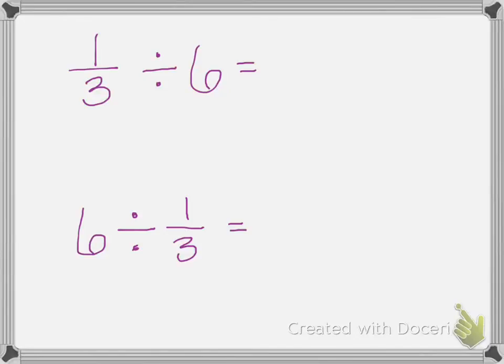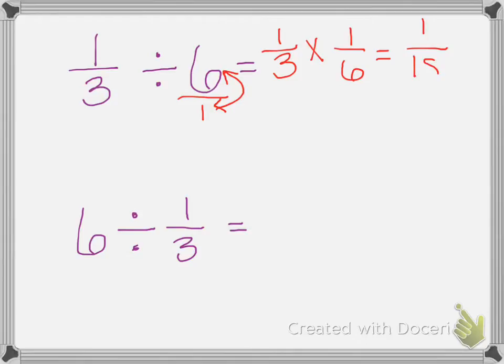Number 1 says divide. So we have 1/3 divided by 6. One way to solve that is to use the reciprocal. So my first number stays the same. I change my dividing into multiplying, and I flip-flop my numerator and denominator to find the reciprocal, which becomes 1/6. Now to solve, 1 times 1 is 1, 3 times 6 is 18. My answer is 1/18.